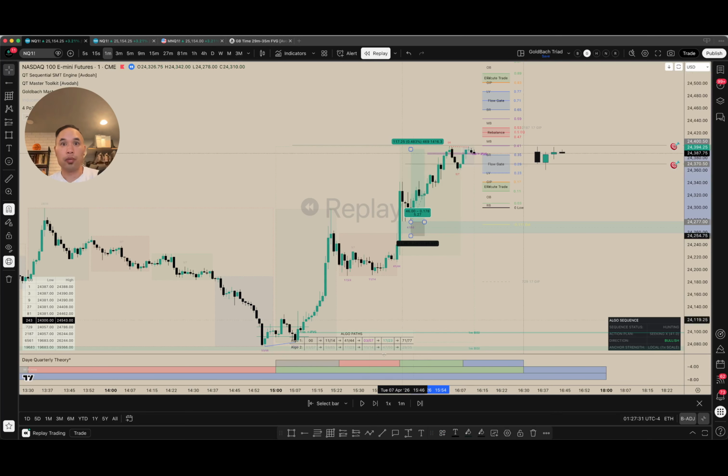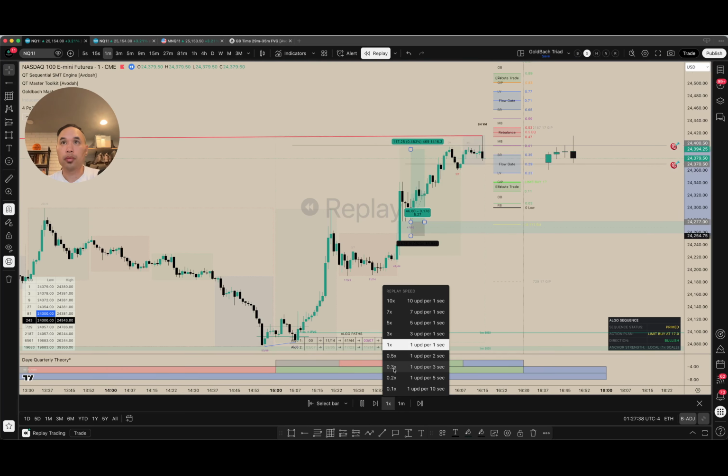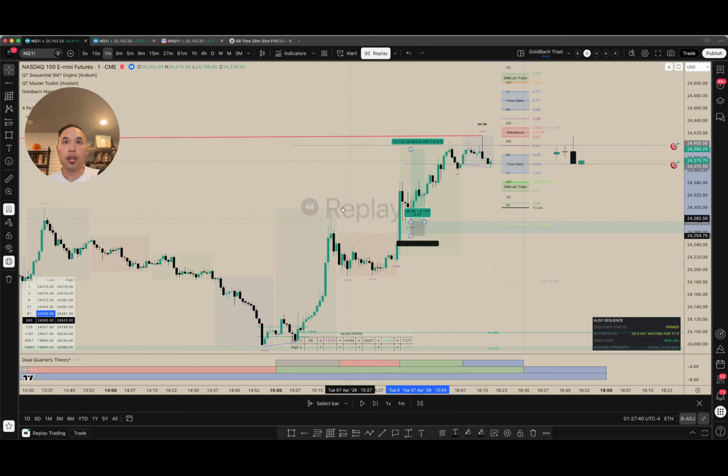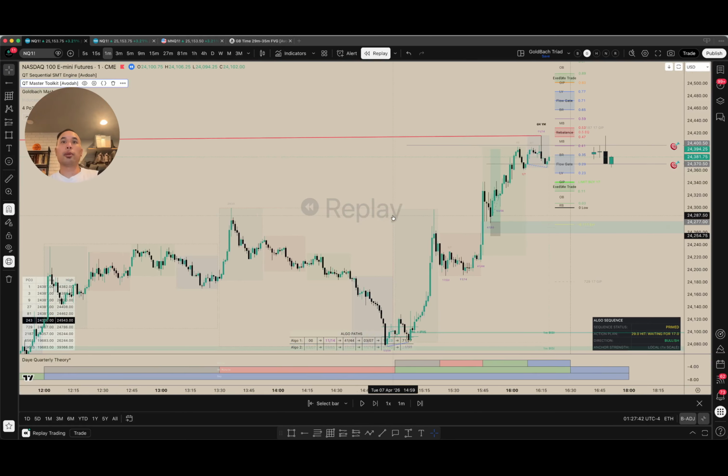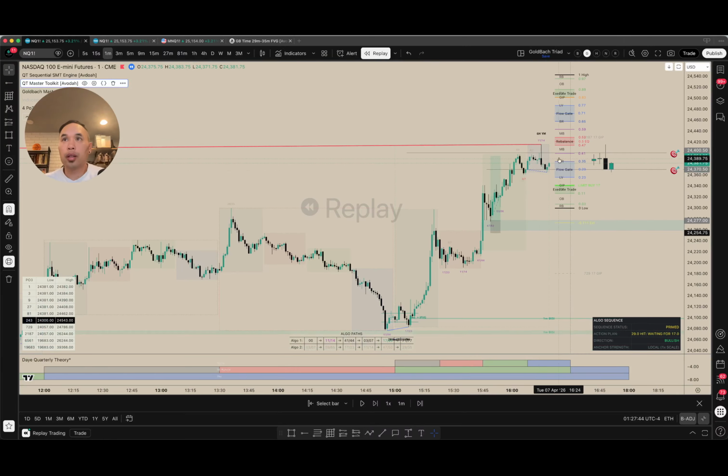But eventually we did hit that target. I think in a couple. Yeah, there it is. So there's the target. So that's how you frame up a trade with Goldbach levels plus quarterly theory.